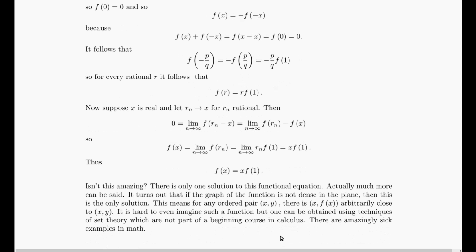Now, this is a very amazing result. It turns out there are other solutions. Of course, they cannot be continuous at the origin, at 0. And in fact, you can show that if you have any solution to this functional equation which is not of this form, then the graph of this function must be dense in the plane, which is so perverted you cannot even imagine it. It would say that for any ordered pair in the plane, there is a point x, f of x arbitrarily close to that point.